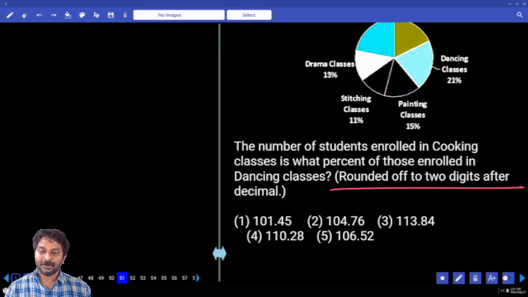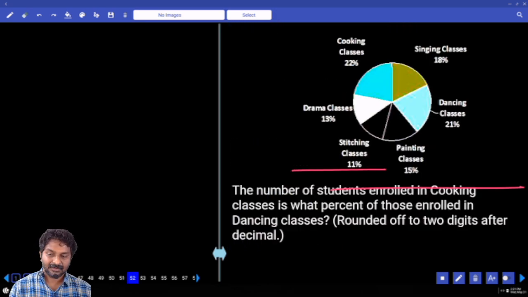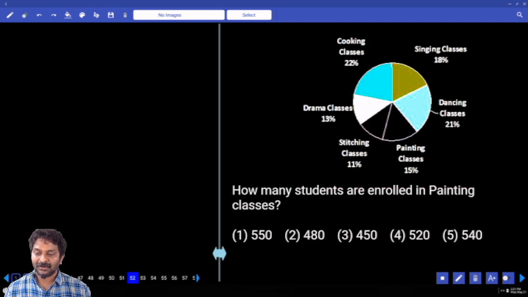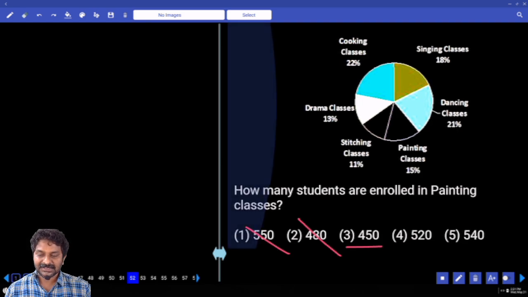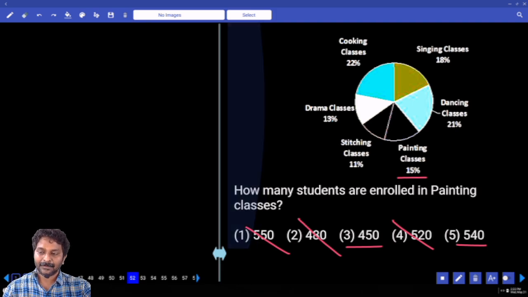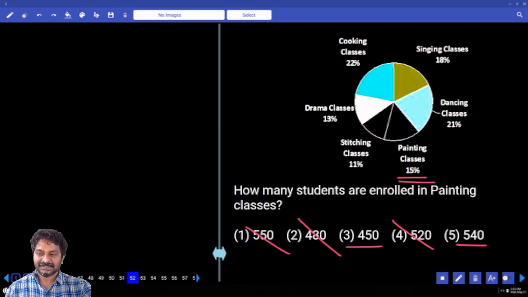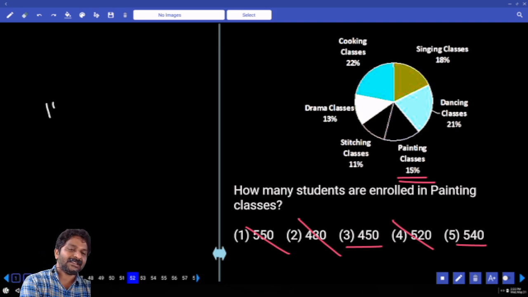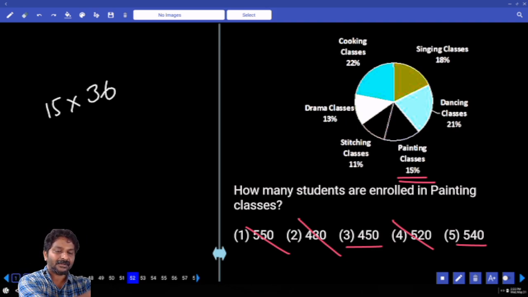So here this is about percentage, I think. What percent? 52. How many students are enrolled for painting classes? For this question, answer has to be a 9 multiple. Two options are there, right? If there is only one, you need not answer the question. How many are in painting? Painting, what percent is that? 15% in the sense 15 into 1% value, right? It cannot definitely be 450.